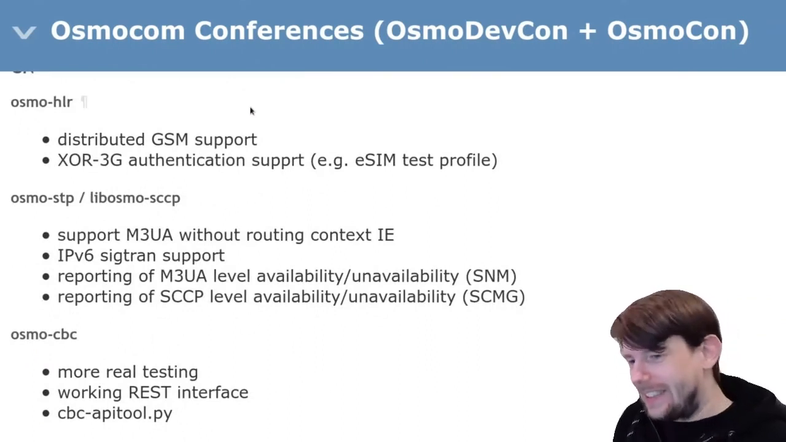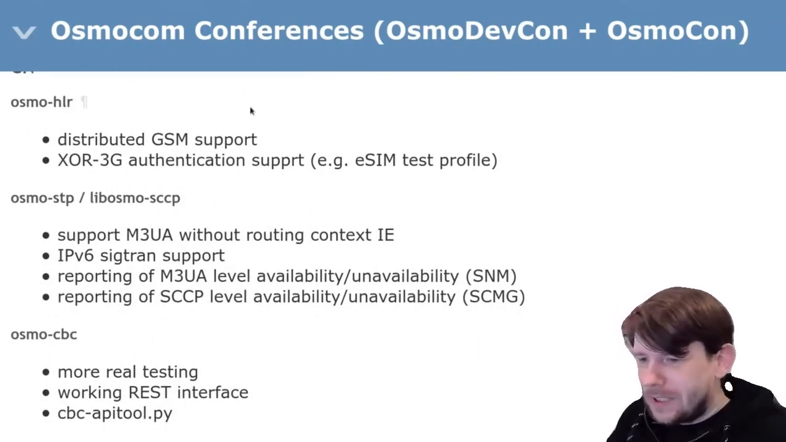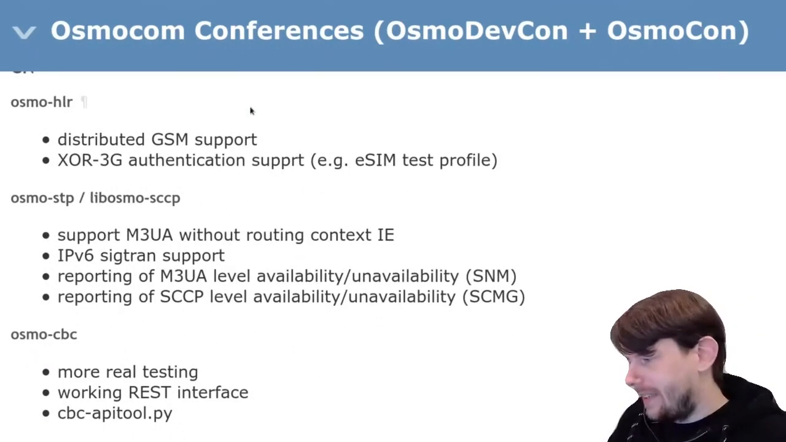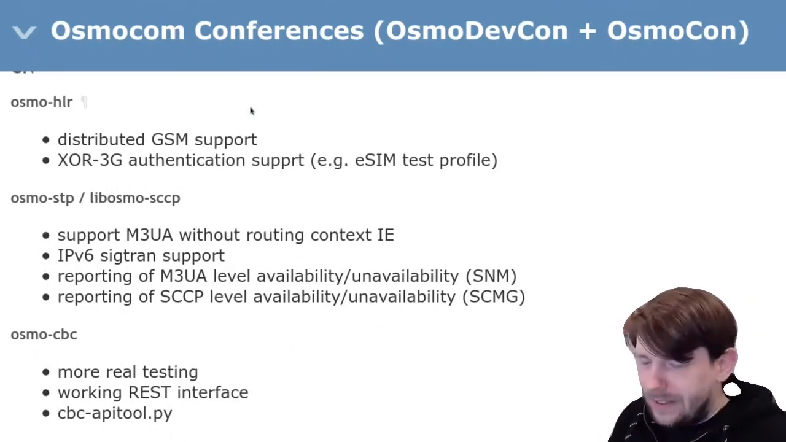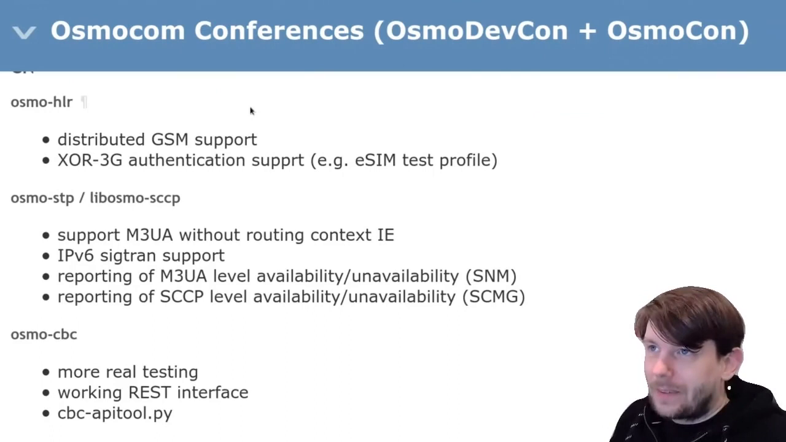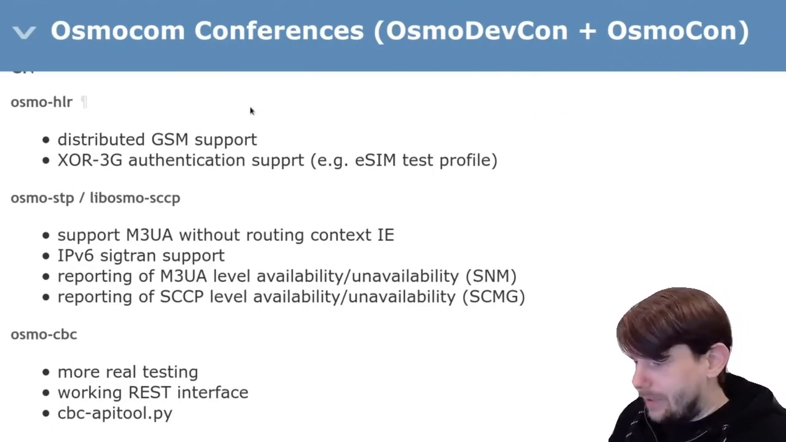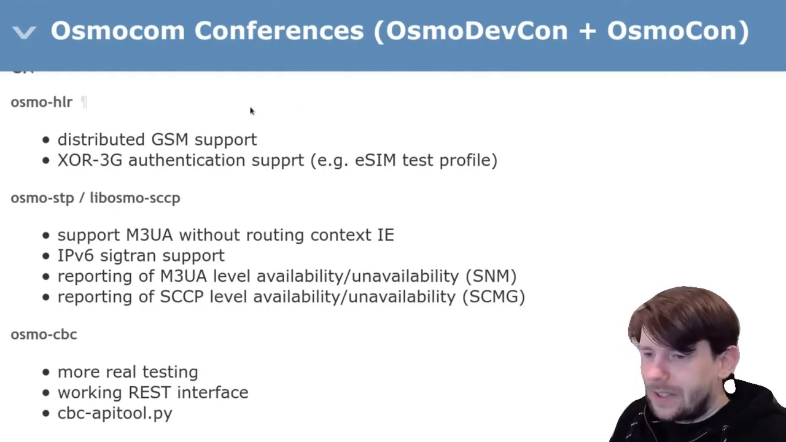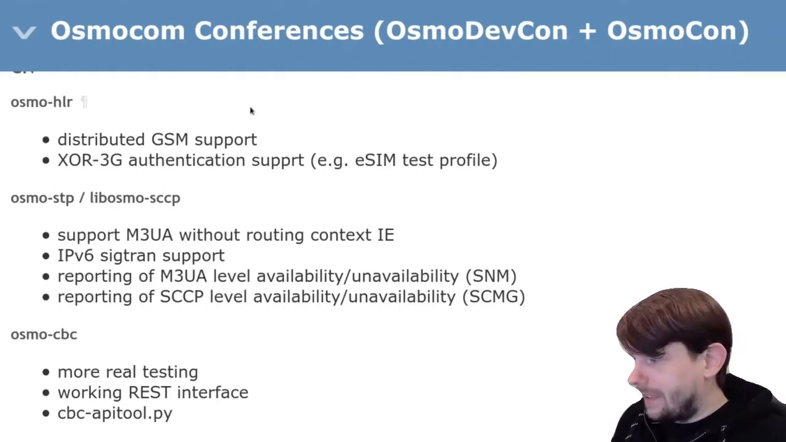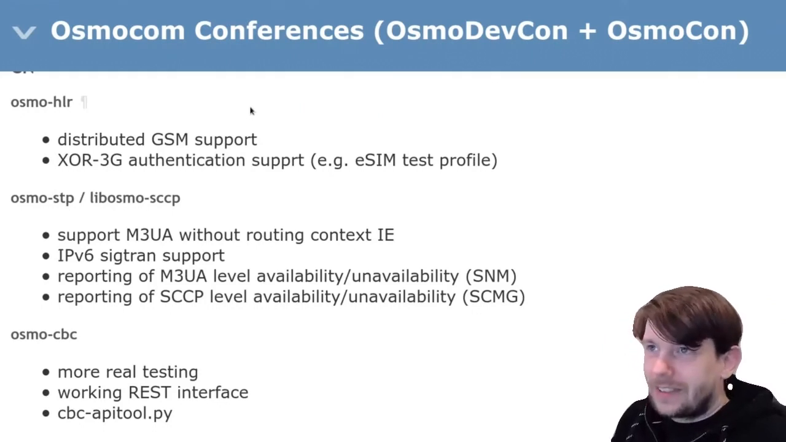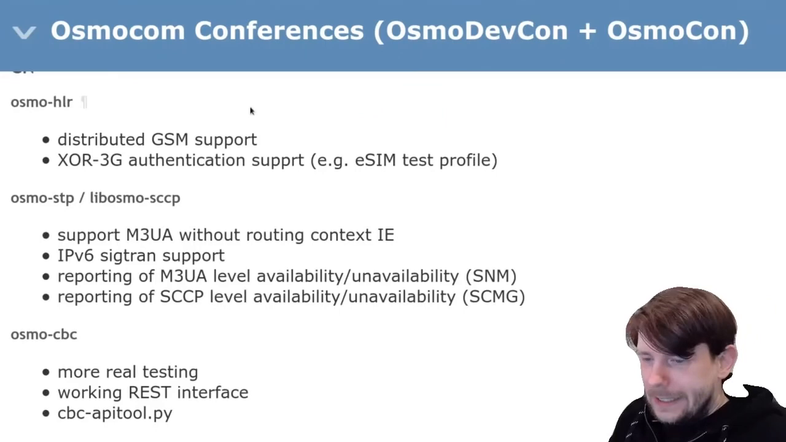Osmo HLR has received what we call distributed GSM or DGSM support. That's a non-3GPP specified extension that Osmocom implements for operating networks in a decentralized, distributed fashion. You could say like a federated or federation of GSM networks that interoperate with each other. There's wiki pages and documentation about it if you're interested.